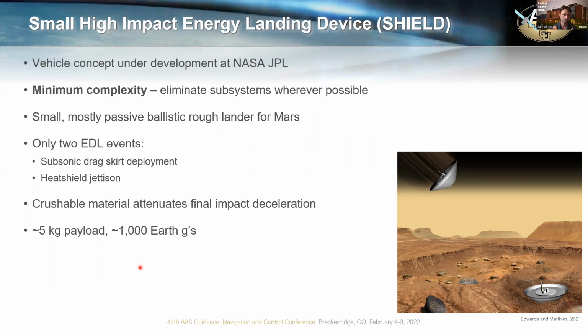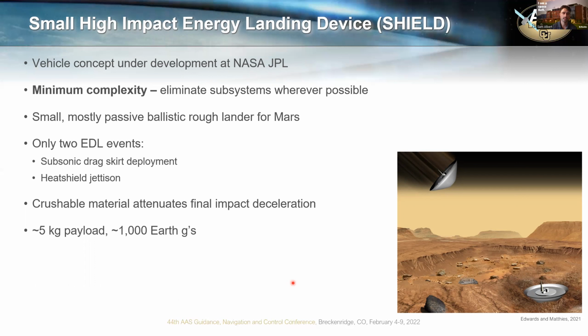And the idea here is to minimize complexity, in part by eliminating subsystems wherever possible, to design the simplest landing device that we can imagine, and then find science missions that would be appropriate for such a platform. So this is a small, mostly passive ballistic rough lander for Mars. Ballistic meaning it doesn't exert any lift during flight, rough meaning it has substantial impact deceleration loads. It only has 2 events during EDL. It deploys a drag skirt once it goes subsonic, and we'll talk more about that later, and it eventually jettisons its heat shield. It also relies on crushable material to attenuate the final impact deceleration.